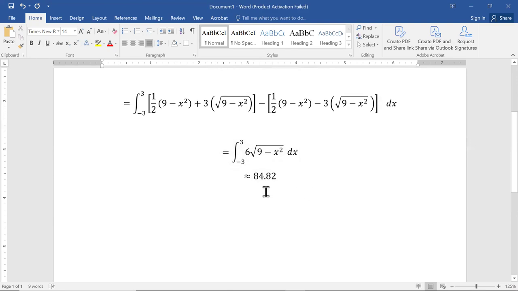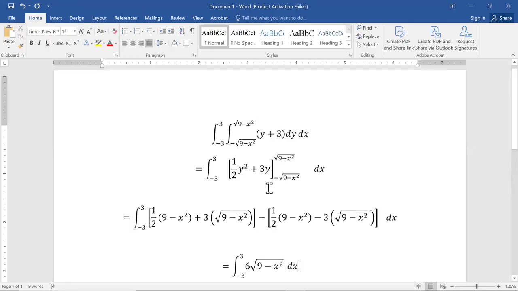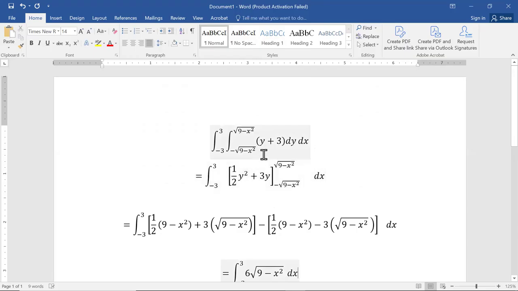Okay, so anyways, I get 84.82, and that I know is the volume of some object. It's the volume of an object z equals y plus 3, that's a plane, over some region determined by these bounds. Now, let me show you that region first, and then I'll talk about the three-dimensional idea.